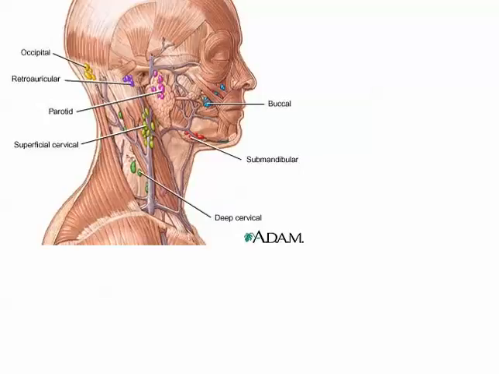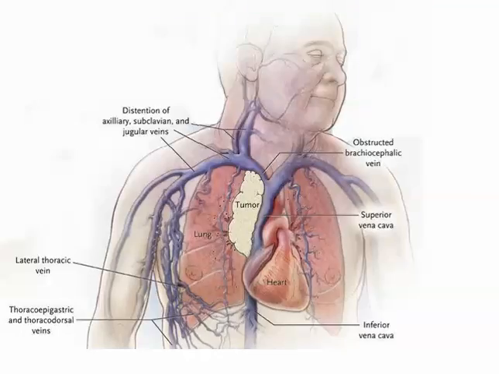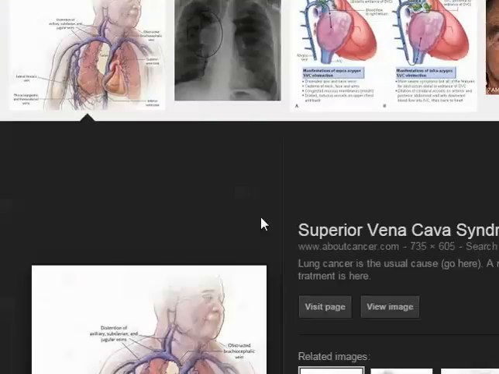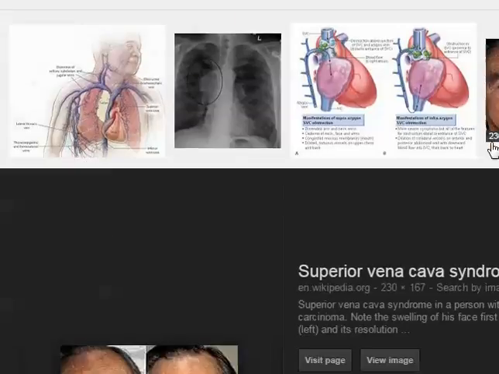Fevers, night sweats, and unexplained weight loss, likely secondary to cytokine secretion, also may be presenting complaints. We're looking at a picture here of superior vena cava syndrome. There's another picture.